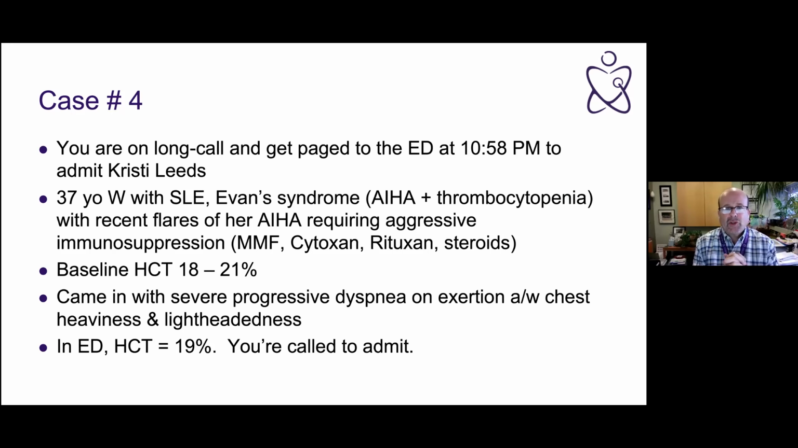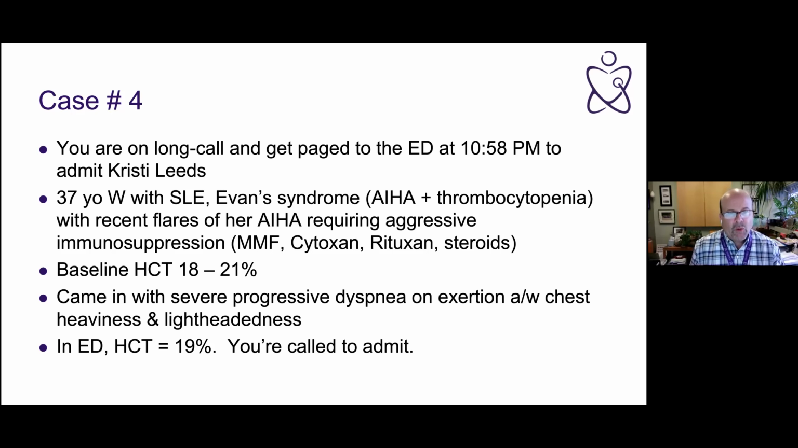You're on long call. You get paged to the emergency department. This is a real case that I took care of a few years ago here at the U. You're on long call. You get paged to the emergency department at 10:58 p.m. Oh, 2 minutes before the cutoff. Really? And you get asked to admit Christy Leeds.